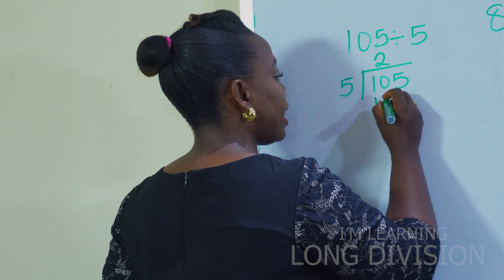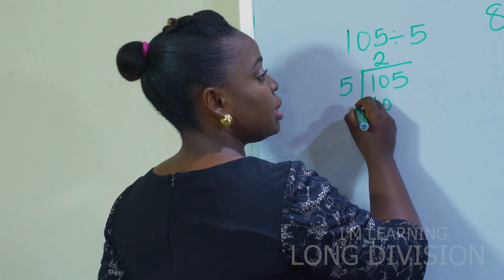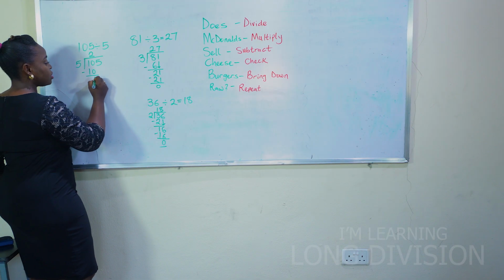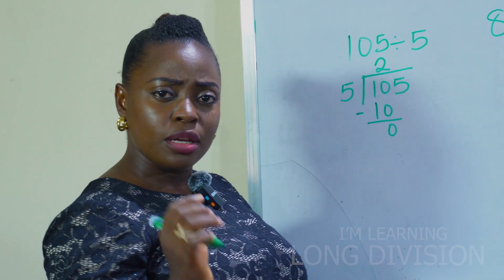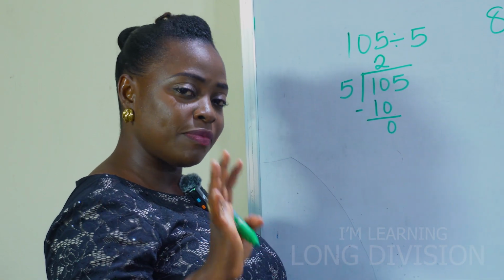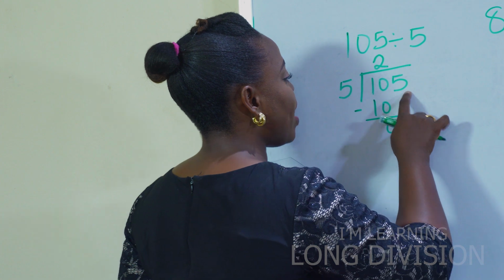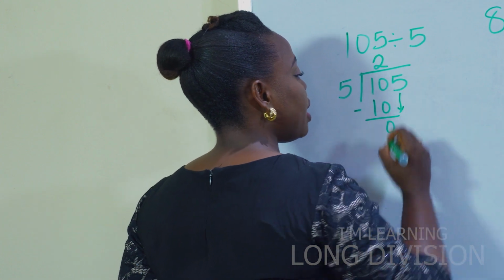5 times 2 is 10. We've multiplied. Now we subtract. 10 minus 10 is 0. Now we check. Is there a number we haven't used? Absolutely. We haven't used 5, so we bring it down.